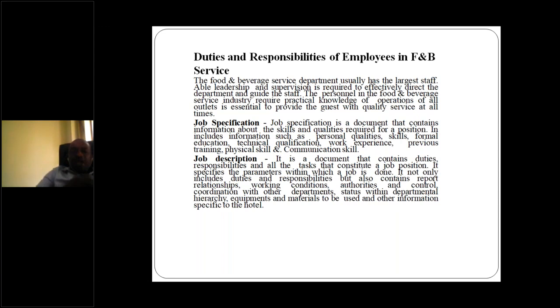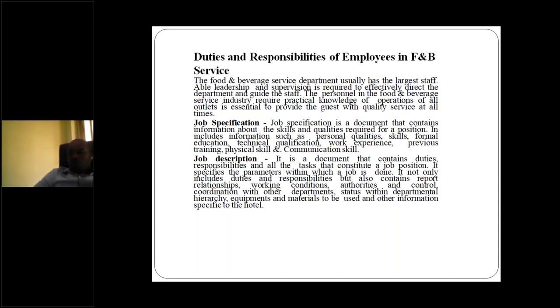If I say the job specification for a trainer, number one, the person must be able to communicate, must be able to understand, must be able to interact. So the job specification is talking about personal quality: this person must be this height, the skill, and the formal education the person needs to have. Then the job description is talking about the duty, responsibility and tasks the person is supposed to be doing in that workplace.